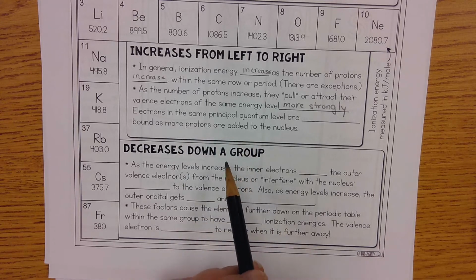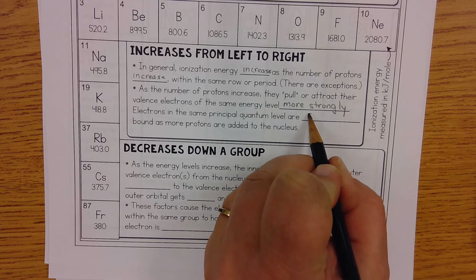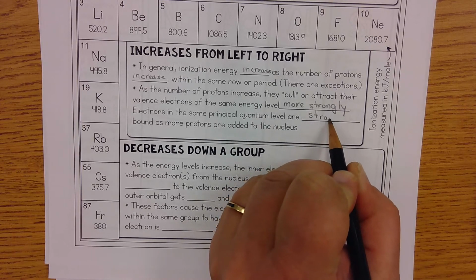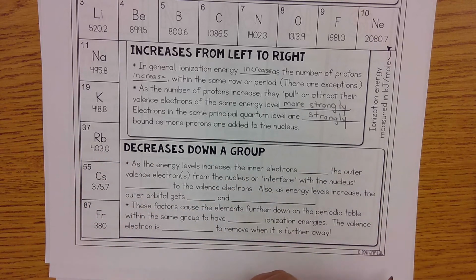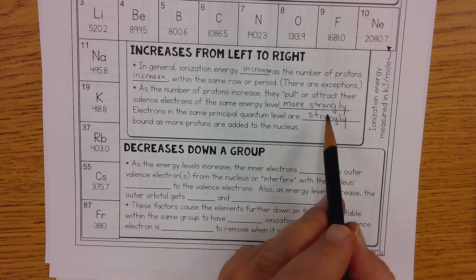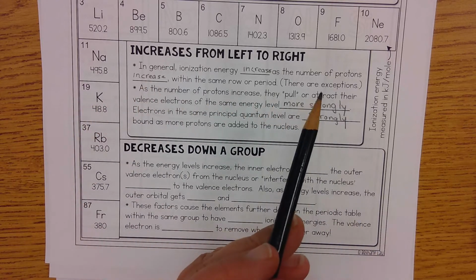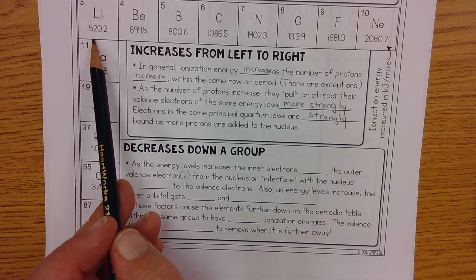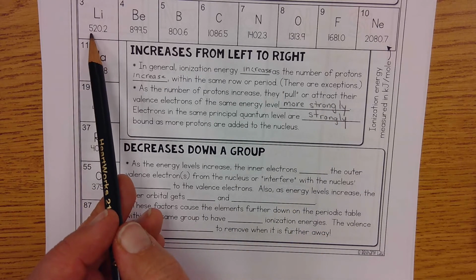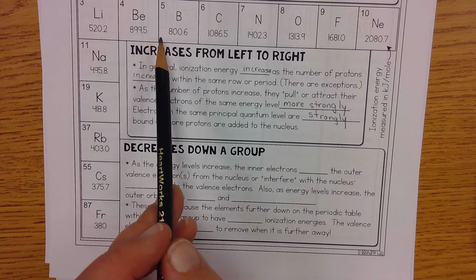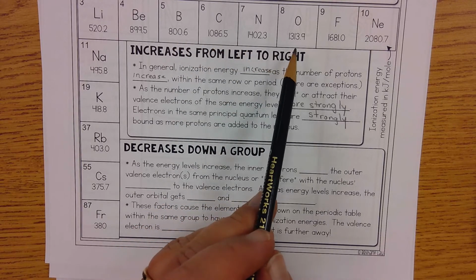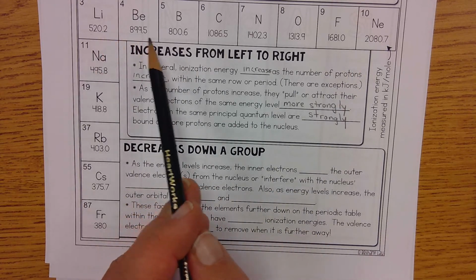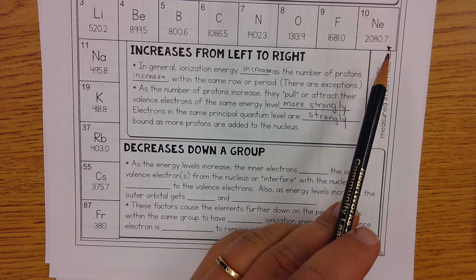And so that means that they are more strongly bound together as you go across the level from left to right. More protons, stronger pull. So as you go from left to right, that energy is going to increase. And you can see that happening here. Here's just the numbers that represent that energy. 520, almost 900. This is a little bit of an abnormal one, but that happens. 1,000, 1,400. But generally, you can see they increase from 500 up to 2,000.